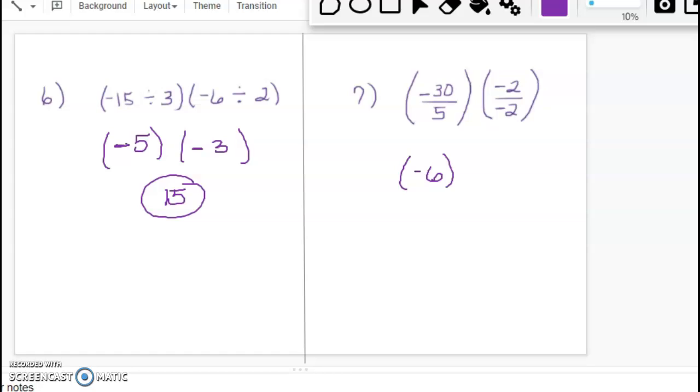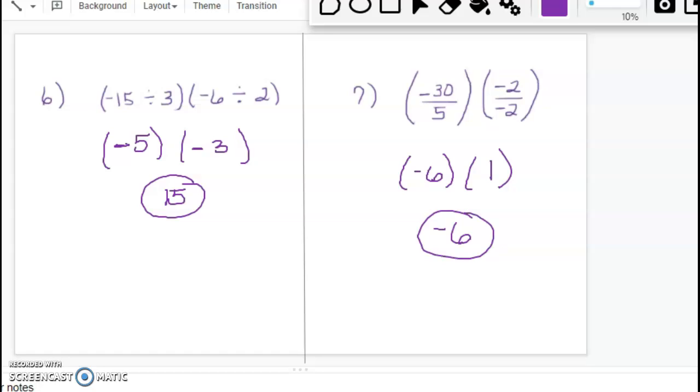Okay, we're always going to do parentheses first, remember. And then a negative 2 divided by a negative 2. Well, 2 divided by 2 is 1, and a negative divided by a negative is a positive. So let's bring down that in parentheses. And now I'm going to multiply, and I get a negative 6. So our answer is negative 6.